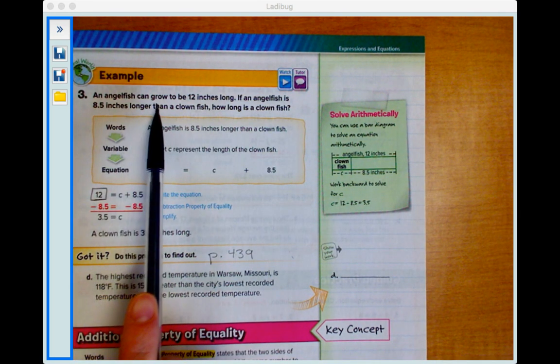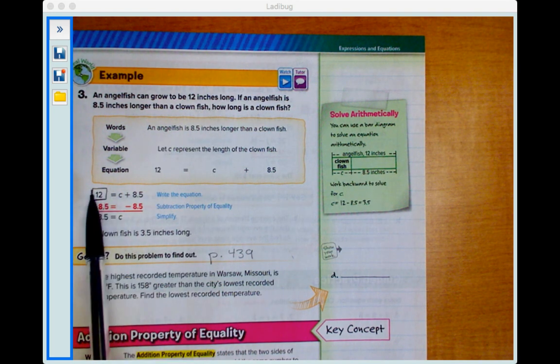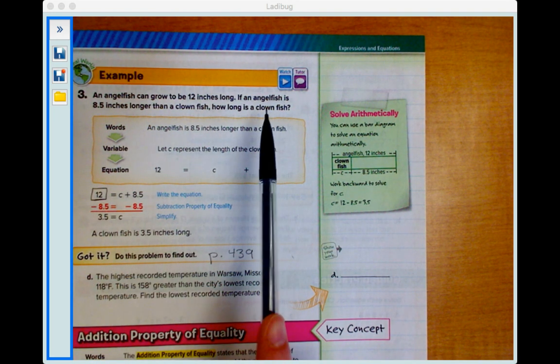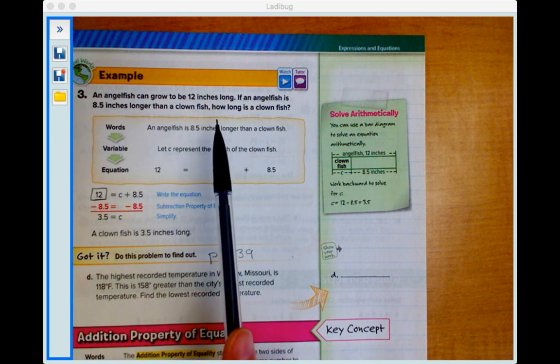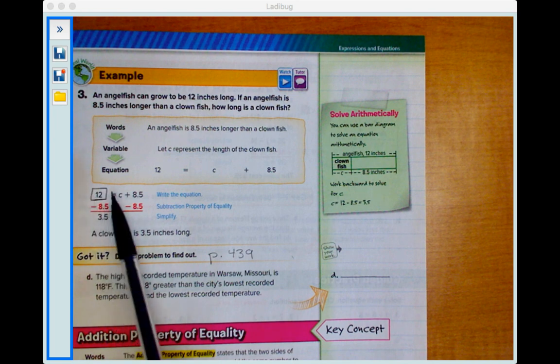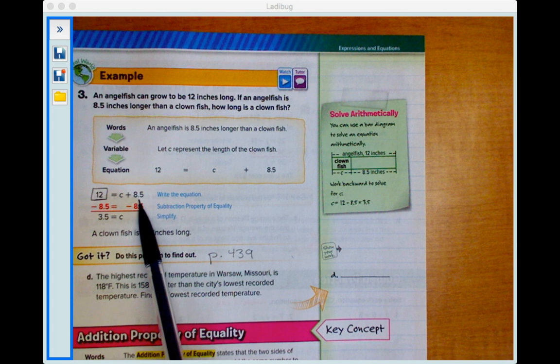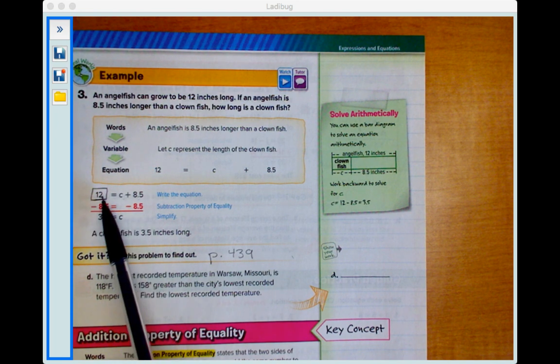An anglefish can grow to be 12 inches long. So that's it can equal 12. If an anglefish is 8.5 inches longer than a clownfish, how long is a clownfish? So we have 12 inches total for the anglefish. We know it is 8.5 inches longer than a clownfish. So if you would add the 8.5 inches to the clownfish's length, you would get 12.